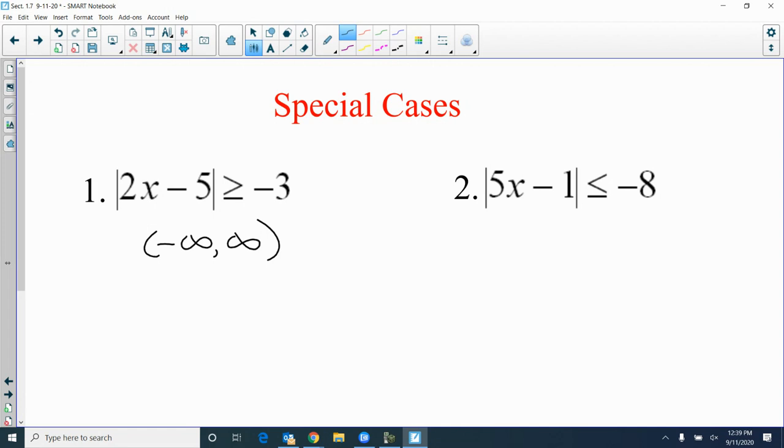Well, when will the absolute value be less than a negative number? Never. Absolute value is always positive. It has to be bigger than -8. So this would be no solution. Okay, no solution. So anytime you got a negative, you got to stop and look at it.